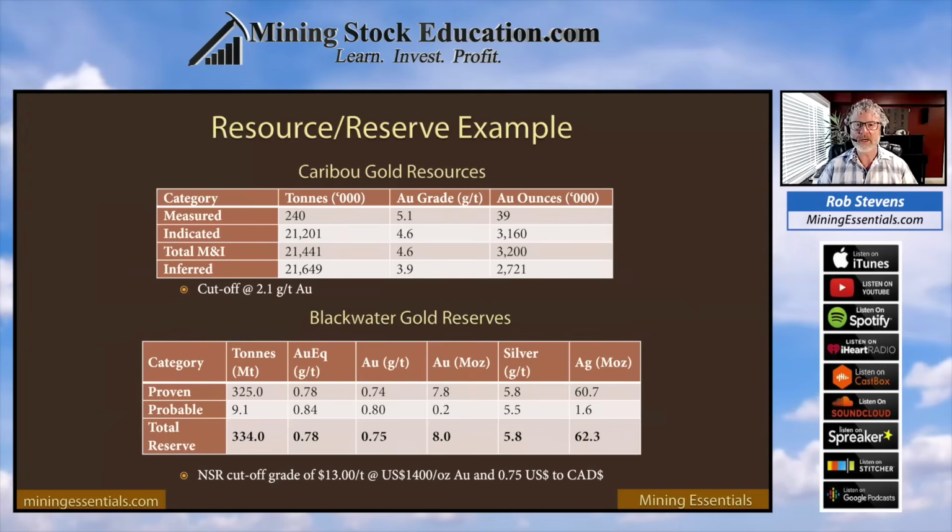So we'll just look at a couple of quick examples here, and I'm going to use two deposits actually in British Columbia that I'm familiar with as examples: the Caribou Gold deposit and the Blackwater deposit.